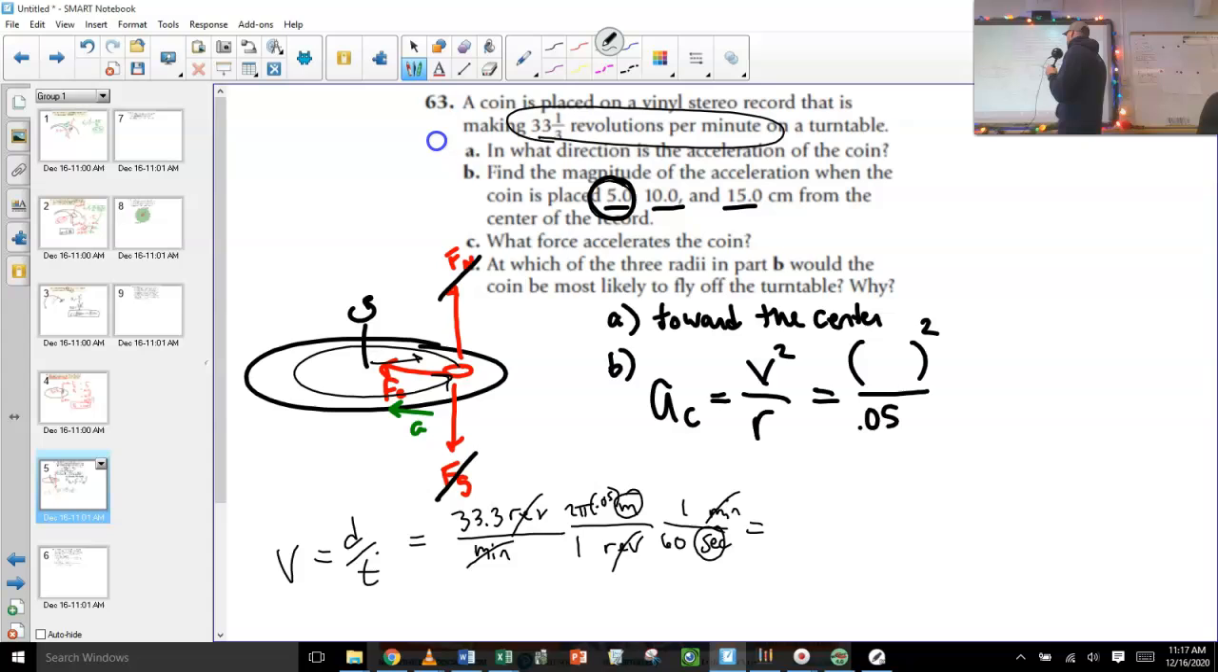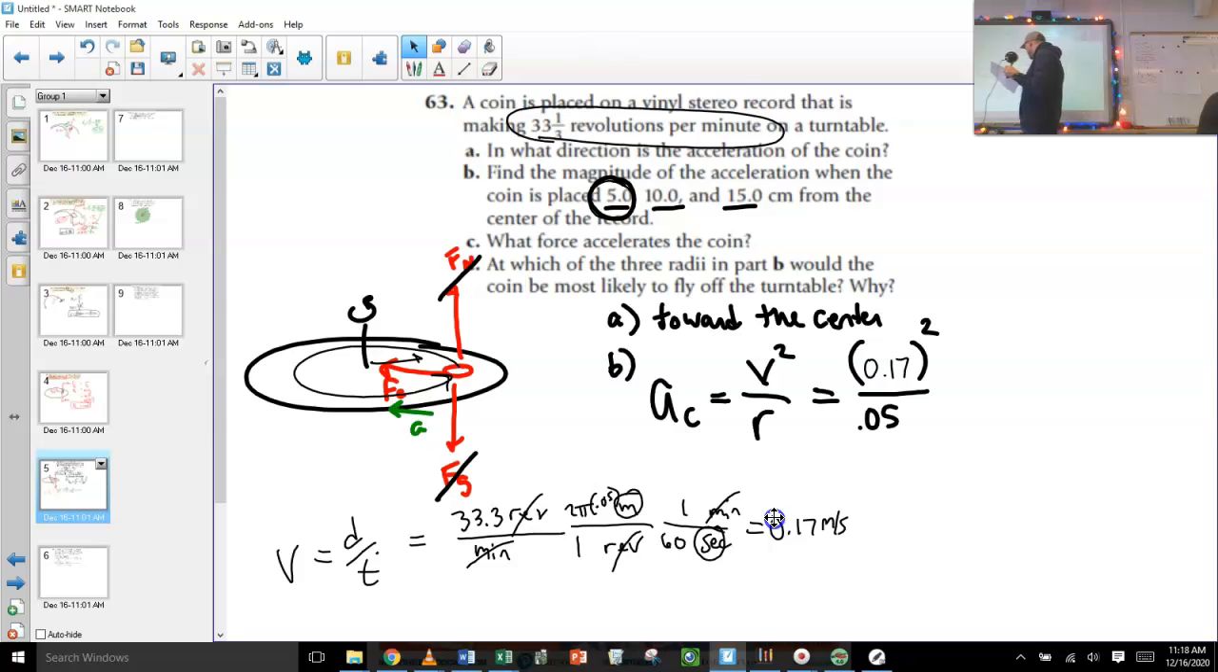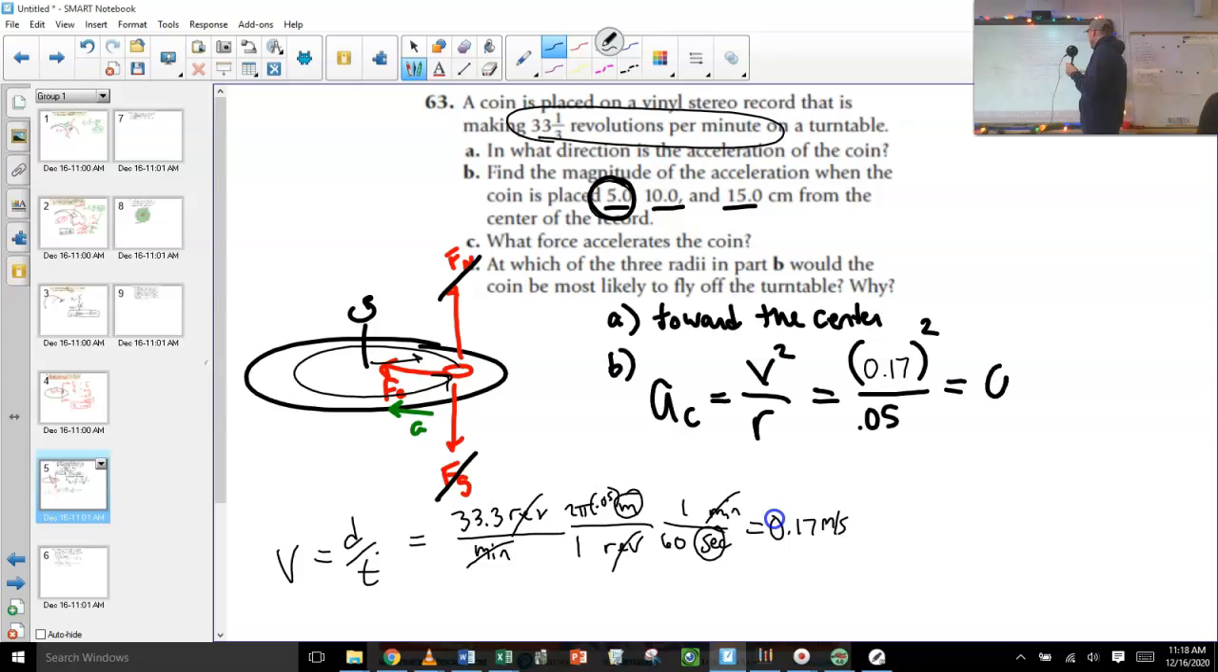So that's my velocity. I multiply 33.3 times 2 pi times 0.05 divided by 60. And you get 0.17 meters per second. So I'm going to stick that in there, 0.17 meters per second. Then I can find my centripetal acceleration. When I do all of that, I get 0.58 meters per second squared.